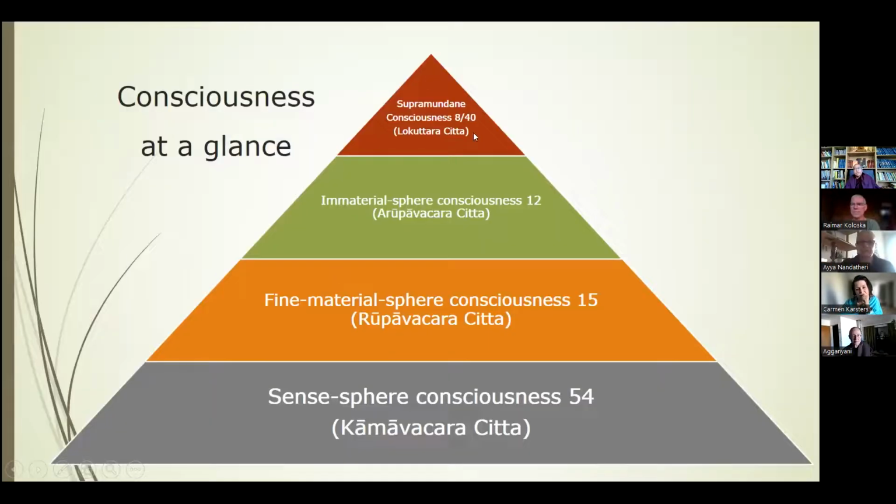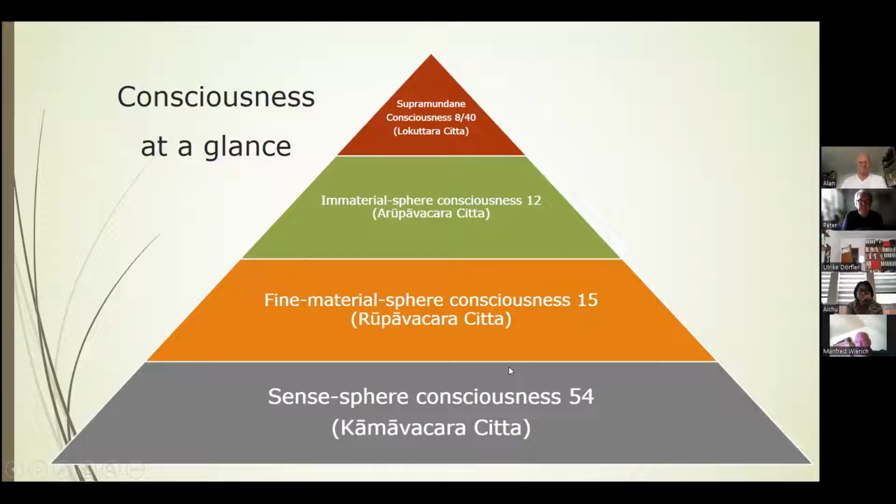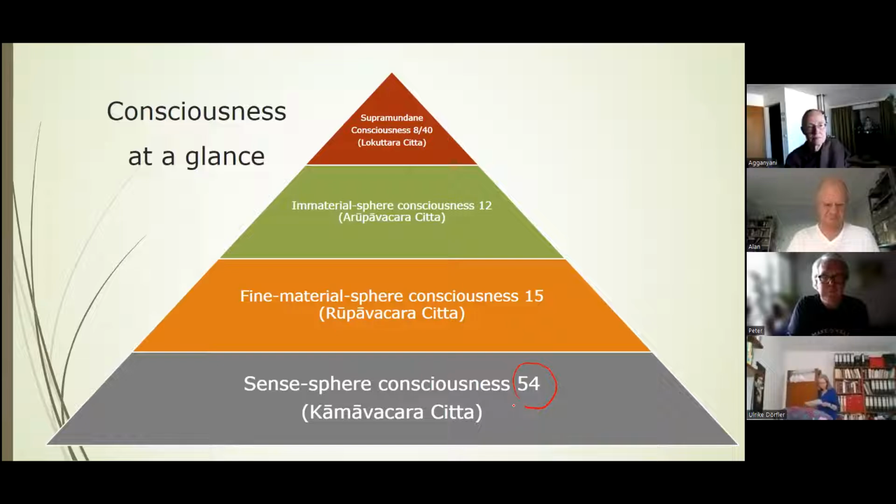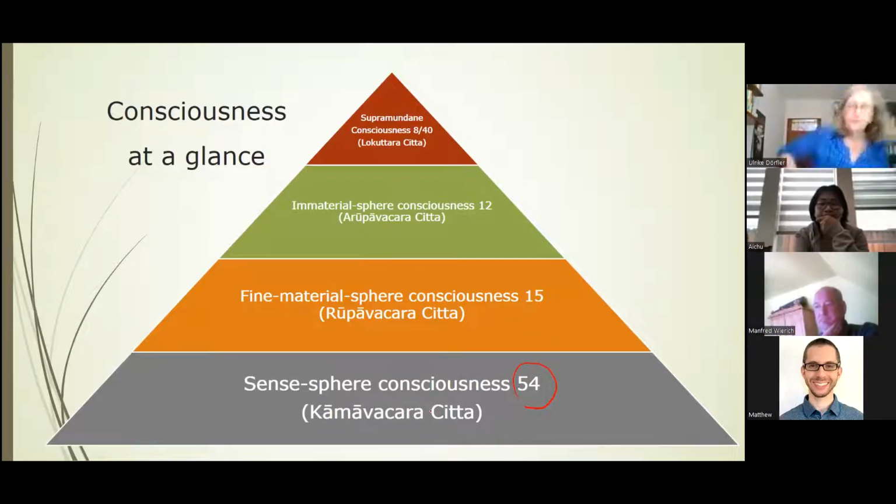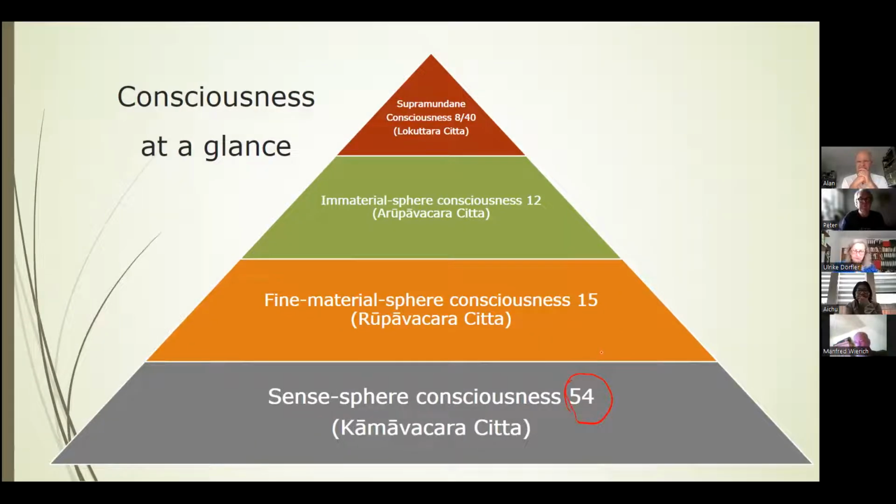If we summarize the Cetas, the consciousness chapters, you will see these numbers. Sense-sphere consciousness altogether is 54, Kamavacara Citta. We have already talked about these Pali words as well. Literally, Kamavacara Citta is sense-sphere consciousness, and the next group is 15 Rupavacara Citta, fine-material sphere consciousness. And the next group is 12 Arupavacara Citta, immaterial sphere consciousness. And the last group is 8 or 40 Lokuttara Citta, supramundane consciousness. So this is consciousness at a glance.